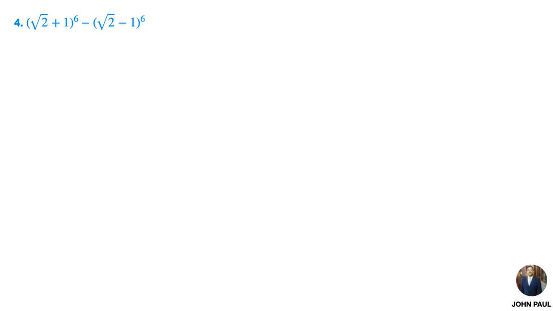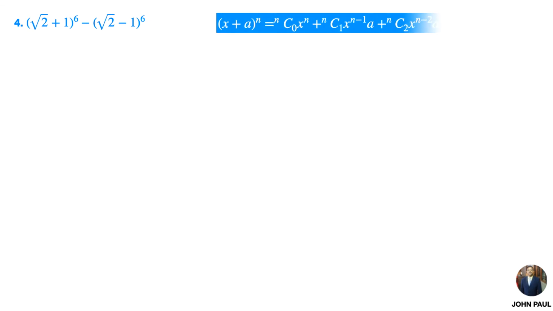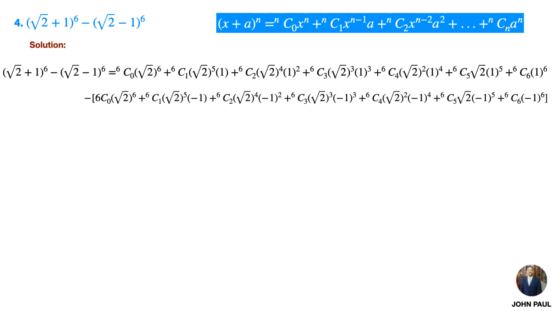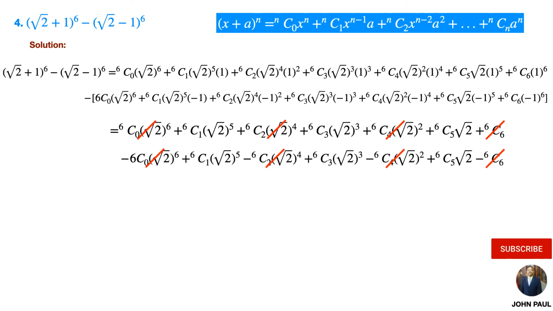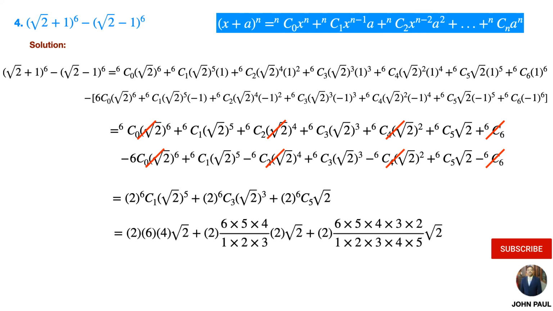Fourth problem: (root 2 plus 1) power 6 minus (root 2 minus 1) power 6 is given to us. Binomial theorem. Solution: 2 times we are using the binomial theorem. Minus sign is outside, so take the minus sign inside and write it. Now we can cancel the common terms. Then the remaining terms we will group. Now use the combination. Cancel the common terms. We get 48 root 2 plus 80 root 2 plus 12 root 2. Therefore, we get 140 root 2.